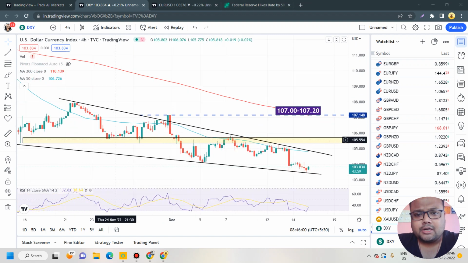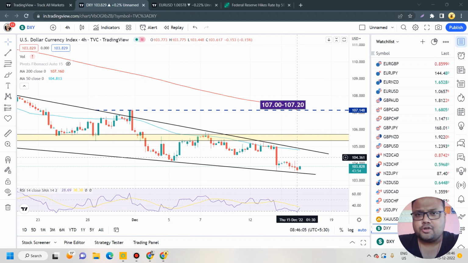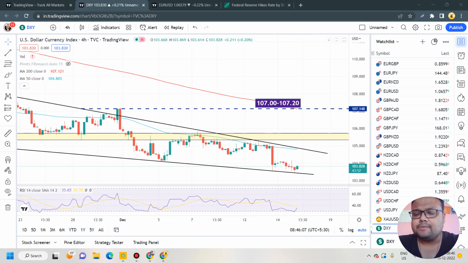The trend line at the bottom is acting as a dynamic support for the market right now, but is this a good support? No, not at all. If the market breaks this support, then we do not have any strong or proper support on the chart of DXY. And if the market starts going up, then we have multiple resistances.